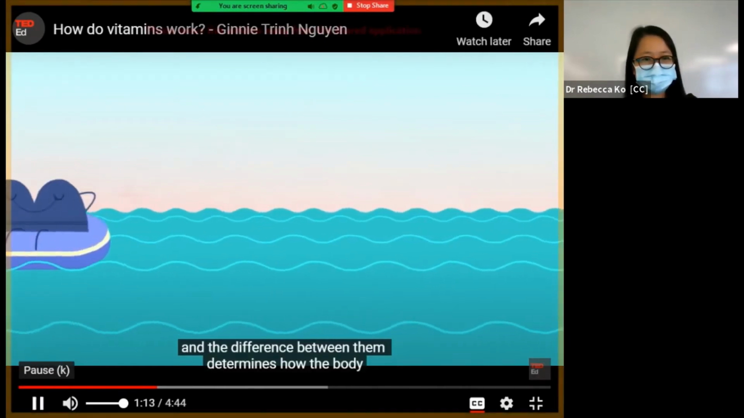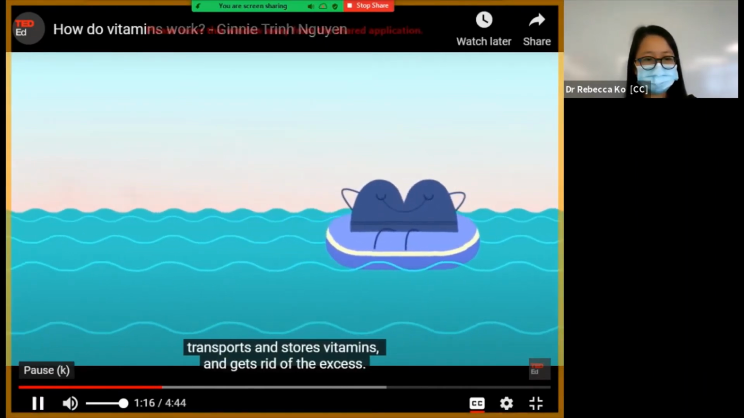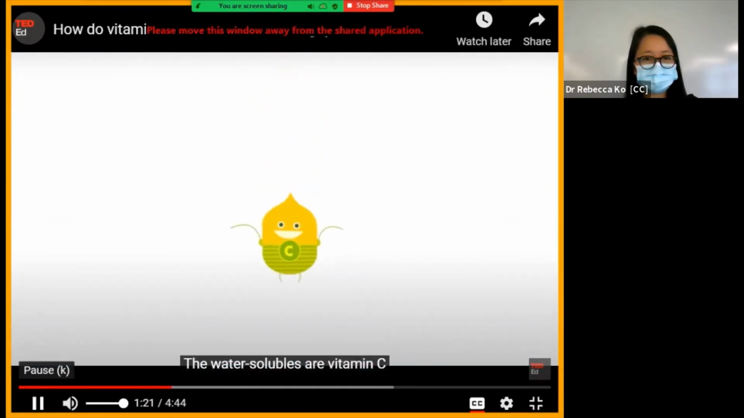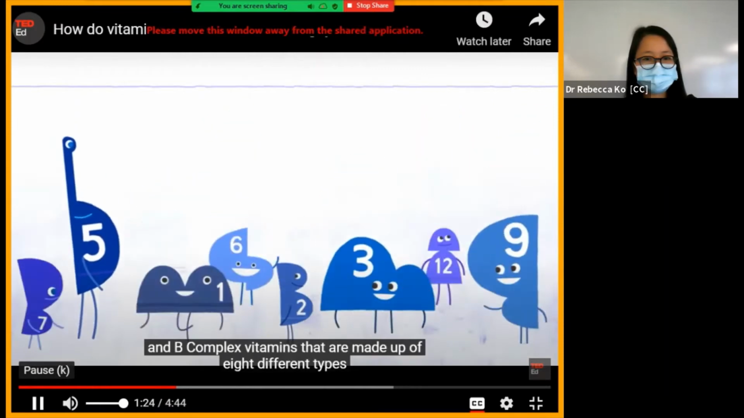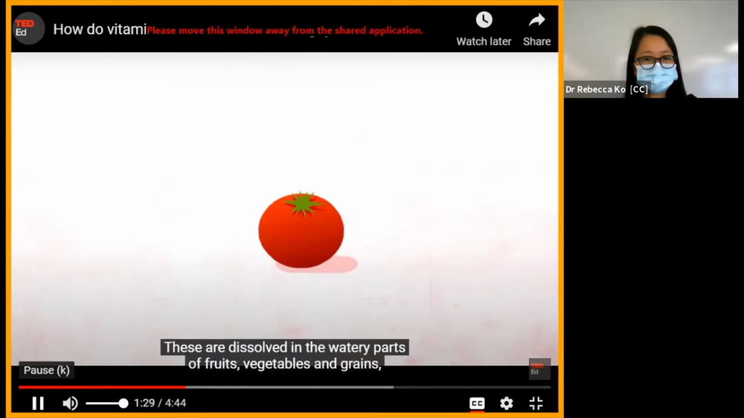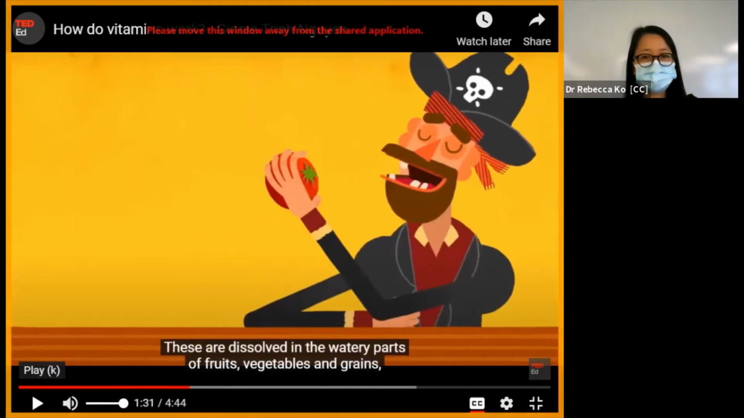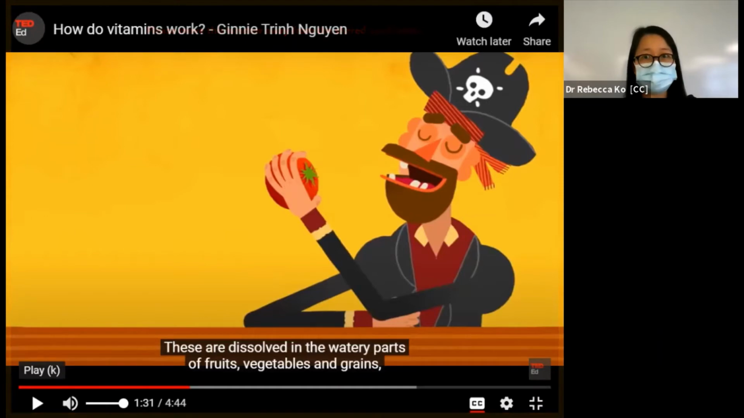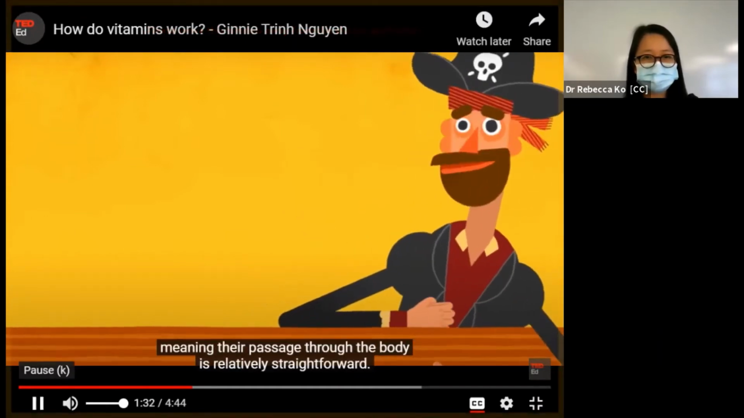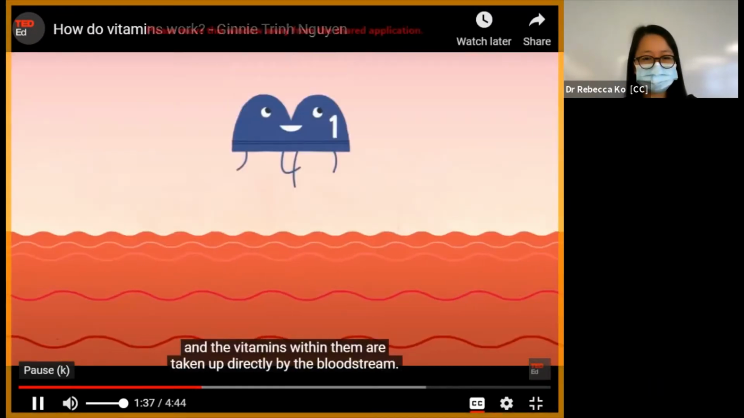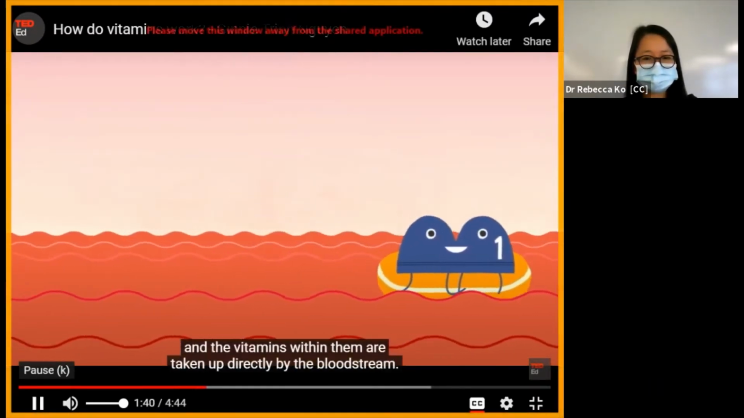and the difference between them determines how the body transports and stores vitamins and gets rid of the excess. The water solubles are vitamin C and B complex vitamins that are made up of 8 different types that each do something unique. These are dissolved in the watery parts of fruits, vegetables, and grains. Meaning their passage through the body is relatively straightforward. Once inside the system, these foods are digested, and the vitamins within them are taken up directly by the bloodstream.